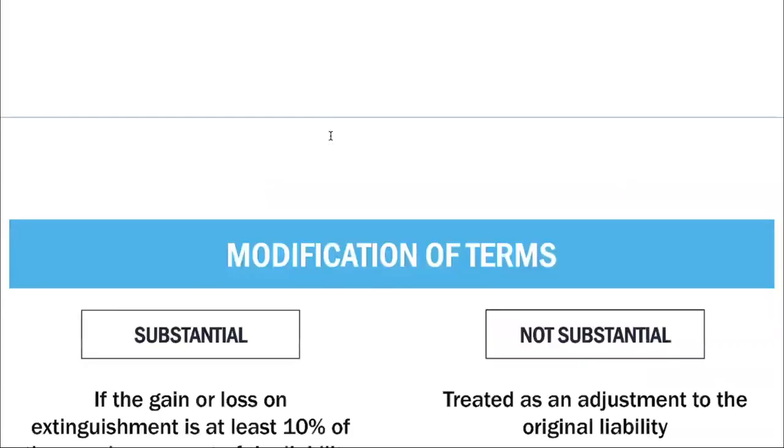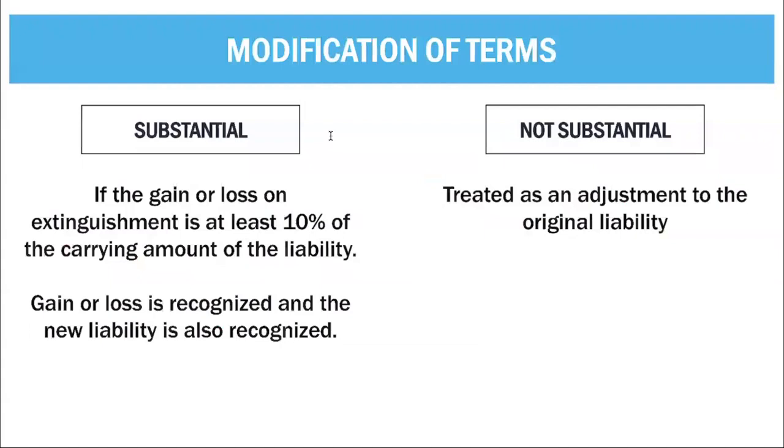Next, the last item, modification of terms. Okay, so what are the four? Debt forgiveness, it is an immediate gain. Asset swap, you just compare the carrying amount of the asset you exchanged against the liability. Equity swap, what will you do? You pay using your equity. So to measure the equity, what are our three hierarchies? Fair value of the equity, fair value of the liability, and the carrying amount of your liability. I have no problem with your carrying amount of liability. We talked about that already in our previous lesson.